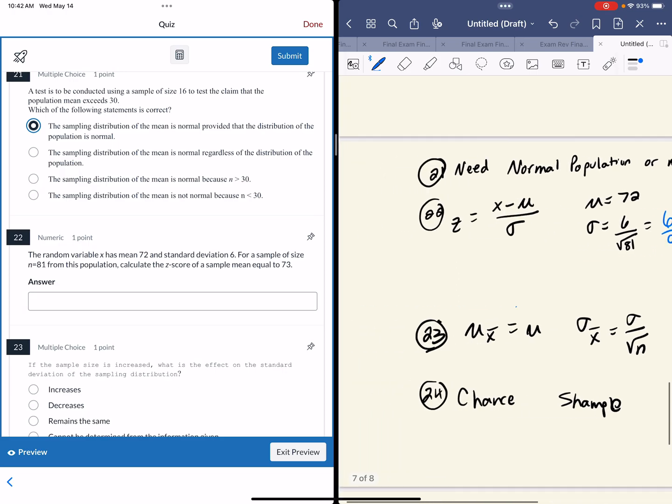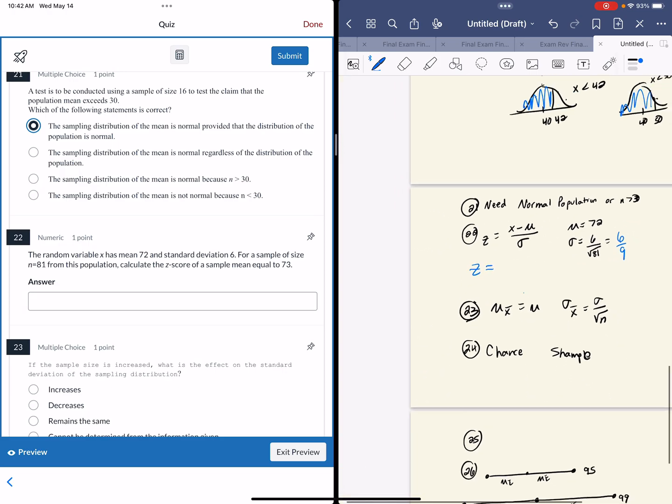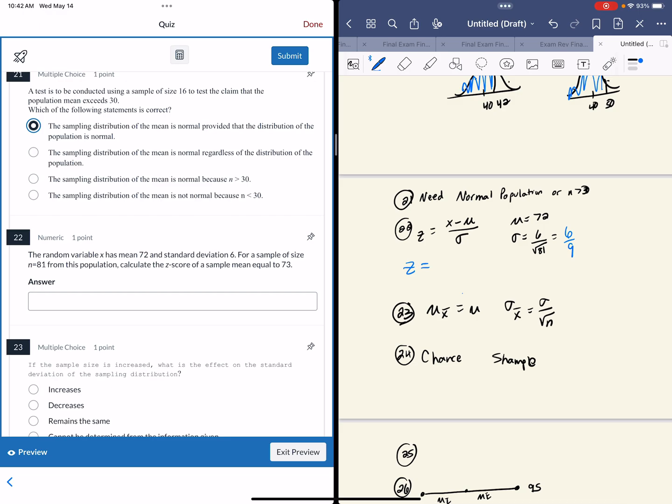What my z-score is, my z is going to be x, and my sample mean was 73, so that's my x. Mu is 72, divided by 6/9.